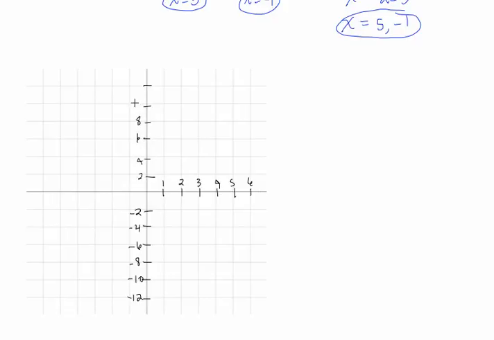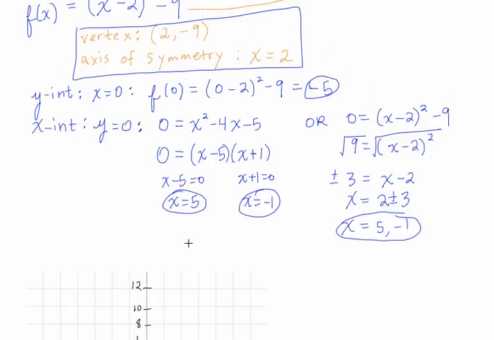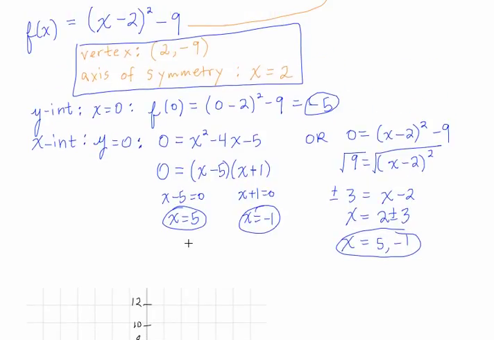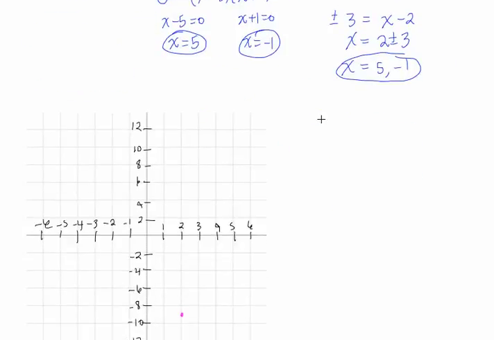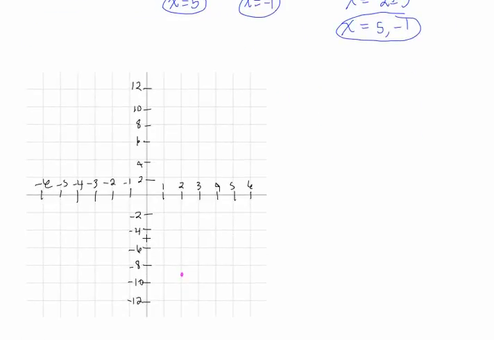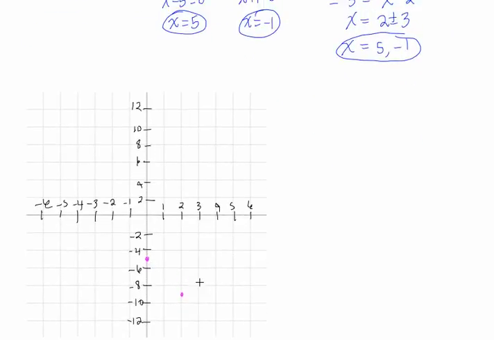Now if you do this, just make sure you label your axis so that I know how you have changed it from being ones to something else. So now I can plot the point 2, negative 9 right there. And the y-intercept is negative 5, so it crosses the y-axis here at negative 5. And the x-intercepts are 5 and negative 1, so it crosses the x-axis there and there.